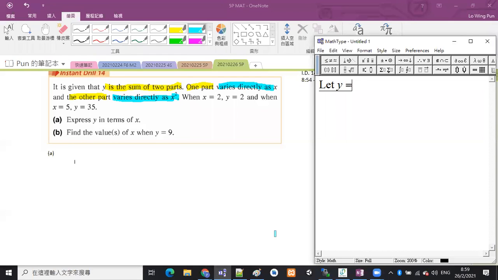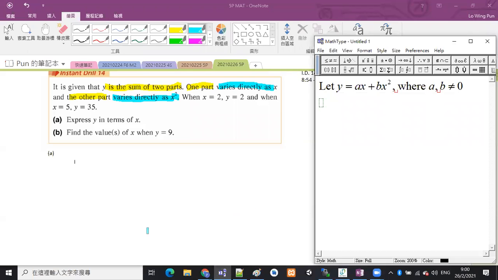The first part varies directly as x. So it is a times x. And then plus the second part varies directly as x squared. It is also direct, but we use b times x squared this time, where a and b are not equal to 0. That is the first mark.